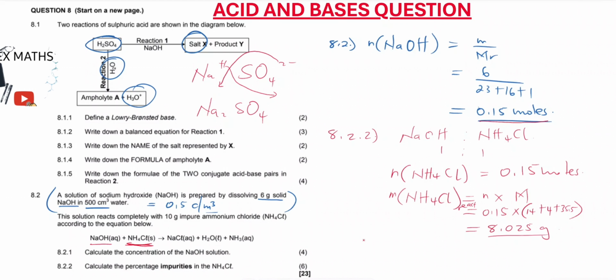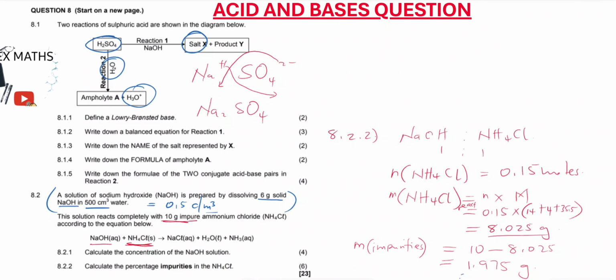So now we want to see how much impurities are present. So as you can see, our mass is failing to reach 10 grams of impure ammonium chloride. Why? It is because there are impurities. So the remaining mass that is in this 10 grams is impurities. So mass of impurities, I'll just say m impurities to represent mass of impurities. That is going to be total mass, that is 10 grams minus the reacted one, 8.025. This is going to give us 1.975 grams.